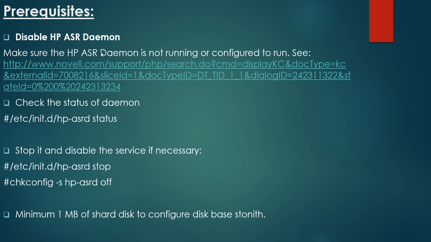Okay, so how do we check the status? I have given one command here. If you run this command, you will be able to see whether the ASR daemon is running or not, and how to stop it, and how to stop it while booting. Okay, so the next point is a minimum of 1 MB of shared disk to configure SBD. You need to have a minimum of 1 MB of shared disk where you are going to configure SBD.